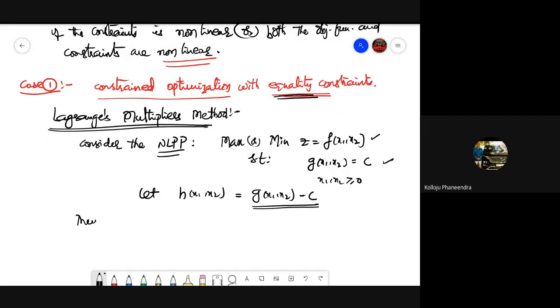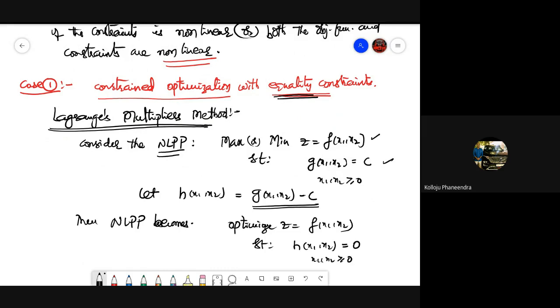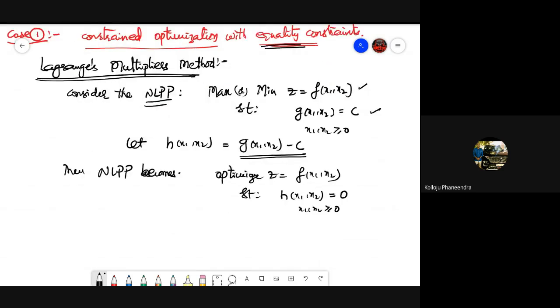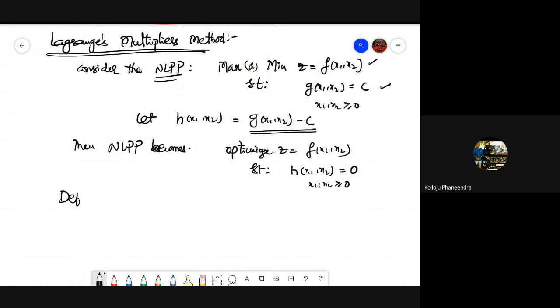Then the NLPP becomes: optimize z equal to f of x1 x2 subject to the constraint h of x1 x2 equal to 0, where c comes to this side so it equals 0, and x1, x2 greater than or equal to 0. Now define Lagrange's method. Define the Lagrange's function.